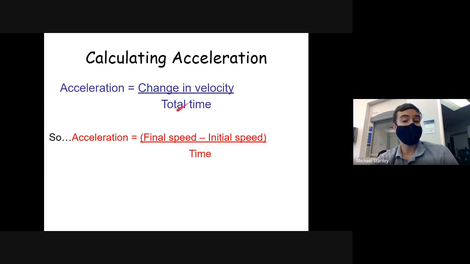So the simplest way to calculate acceleration is to look at the final speed of an object minus its initial speed. So what speed did it start going? What speed did it end up going? And how much time passed to go from start to final speed? So that is kind of the simplest way to calculate the acceleration that an object goes through. Final speed minus initial speed over time. So it's change in speed divided by how long it took that change to happen.